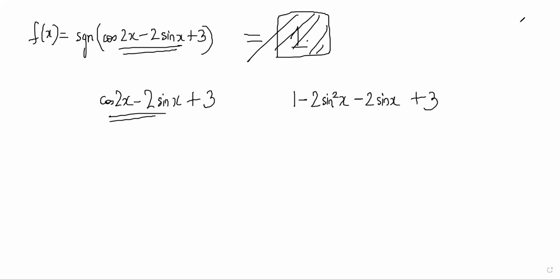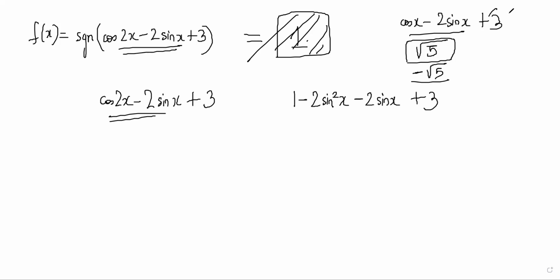If it was cos x minus 2 sine x plus 3, then my answer was correct, because I know the maximum value of this is root 5 and the minimum value is minus root 5. So 3 plus that will always be positive. Then it would have been a constant function. But in this case, it was cos 2x, so now I have to do it properly.